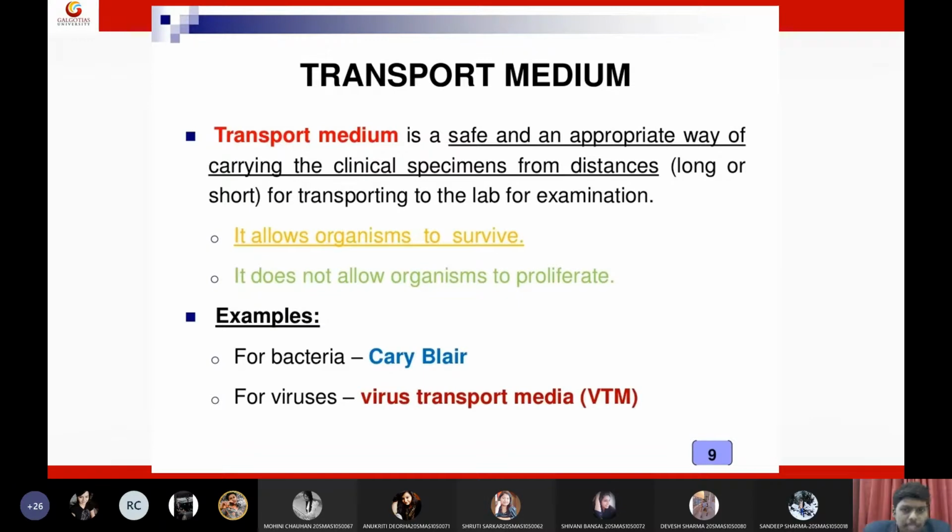So viral transport media. Usually virus will be transported in a media called VTM, okay, virus transport media. So this viral transport medium will have pH which is equivalent to the blood pH. So it contains saline solution that mimics the pH of the blood. So maintenance of pH is very important for transport of viral specimen.